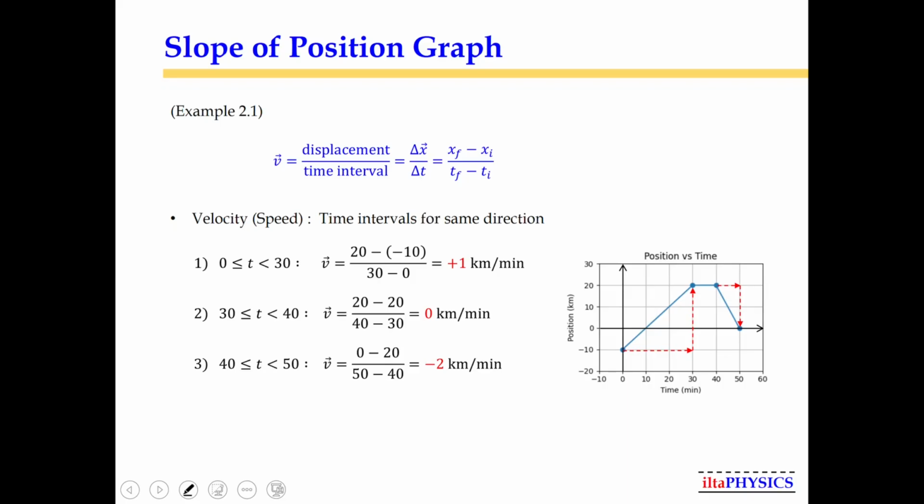Next, in the interval from 30 to 40 minutes, the car stayed at the same spot, so the displacement is 0. Therefore, the velocity is 0 kilometers per minute. In the last interval, from 40 to 50 minutes, I'd like you to carefully think about the signs and calculate it yourself. Reading the positions from the position graph and working out the sign properly, you get minus 2 kilometers per minute. Since the velocity is negative, that means in this section, the car was moving to the left with a speed of 2 kilometers per minute. So now you see how precisely and quantitatively the position graph represents the object's motion.